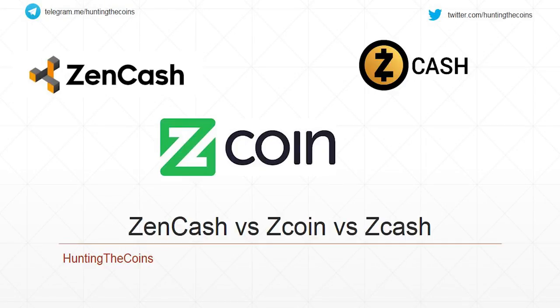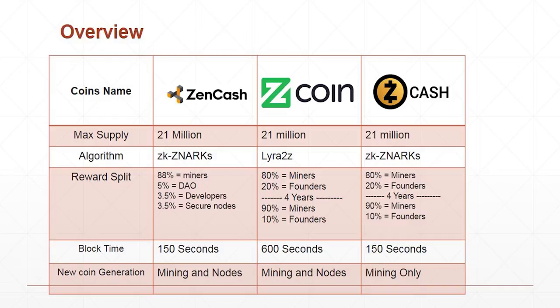Today I'll be comparing ZenCash, ZCoin, and Zcash. All three coins have a cap of 21 million. ZenCash and Zcash use ZK-SNARKs, which obscure the sender, the amount, and also the recipient. ZCoin uses Lyra2Z.